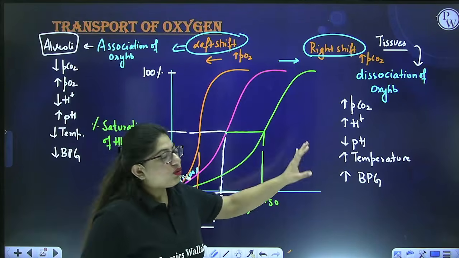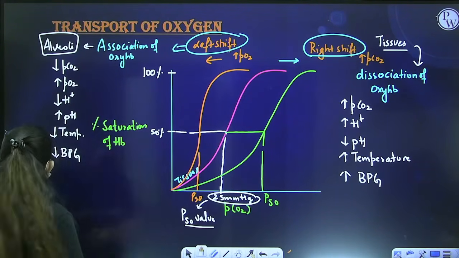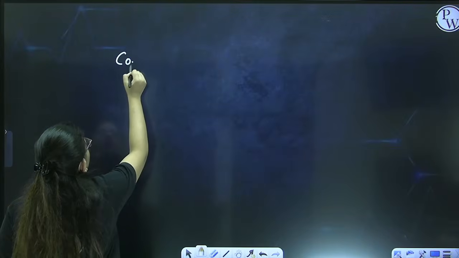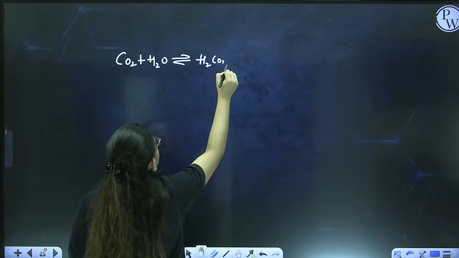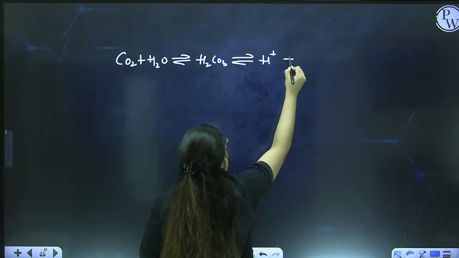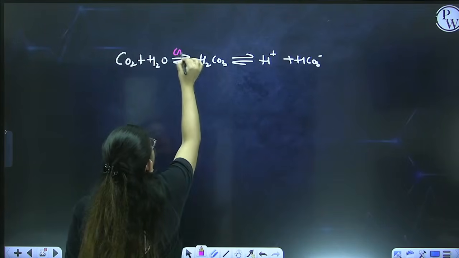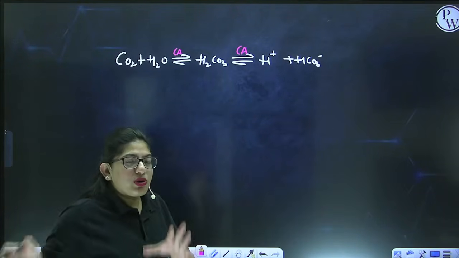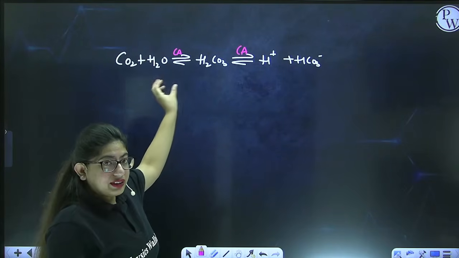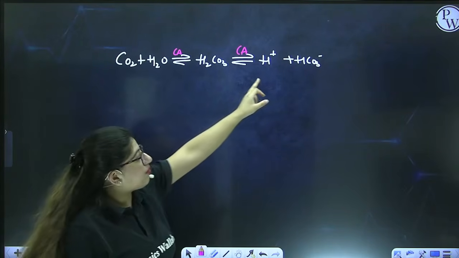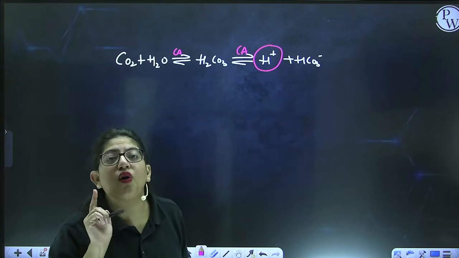Now, why do CO2 and H positive ions cause the dissociation of oxyhemoglobin? Let's see. Whenever there is an increase in CO2, CO2 will react with water and form H2CO3, and hence H positive ion and HCO3 negative ion. So that is directly proportional. Whenever you get more partial pressure of CO2, H positive ion will directly increase. These H positive ions are enemies of oxyhemoglobin.